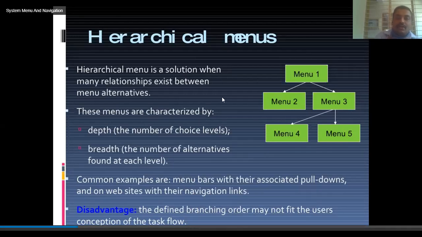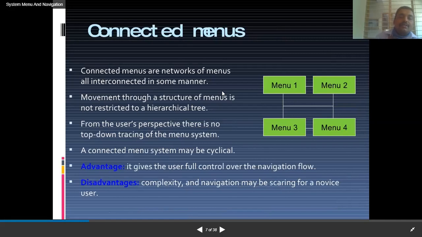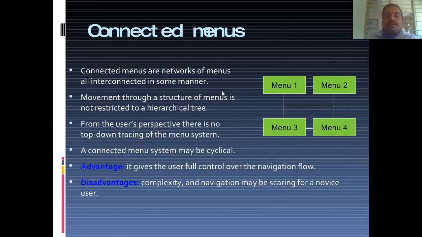Let us look at the next menu, called connected menus. What is the meaning of connected menus? Here the menus are interconnected in some manner. From one menu to another menu there will be an interlinkage, and movement through the structure of the menu is not restricted to a hierarchical tree. It is not like a hierarchical tree. It is not restricted, so movement is possible in either direction, in a two-way fashion.